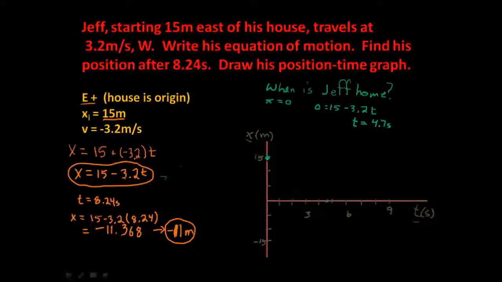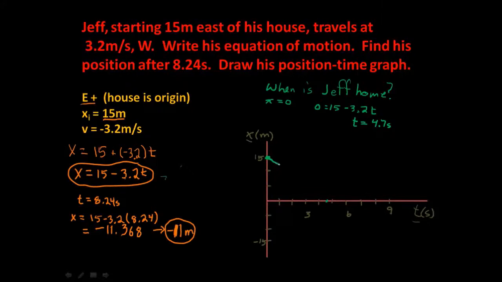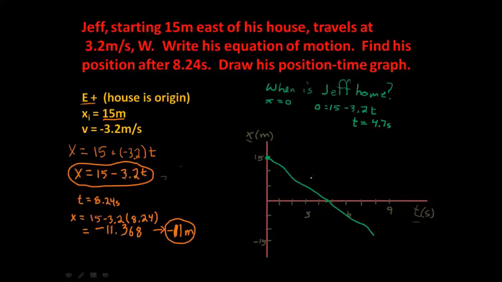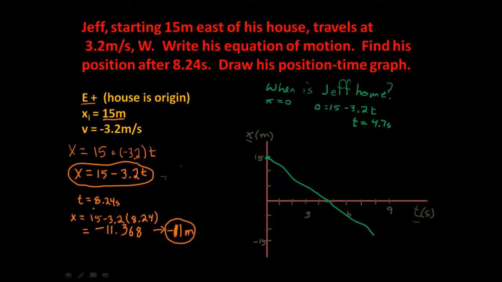It's going to be a straight line graph because it has constant velocity. So now we can draw our graph. Okay. Now I said it was a straight line. I don't draw them too terribly well, but that's it. That's our graph right there. And in fact, after 8.24 seconds, remember that? If we came over here to 8.24 and came down, we would find that he was 11 meters west of his house. Pretty cool, huh?